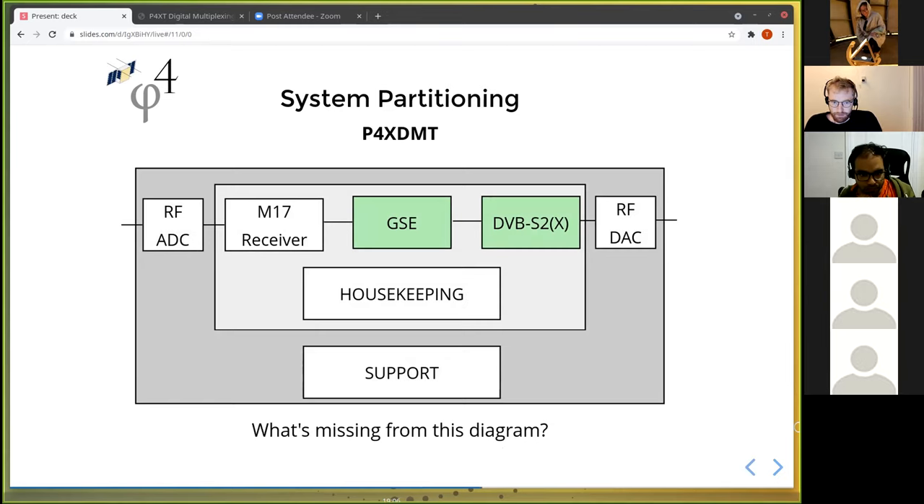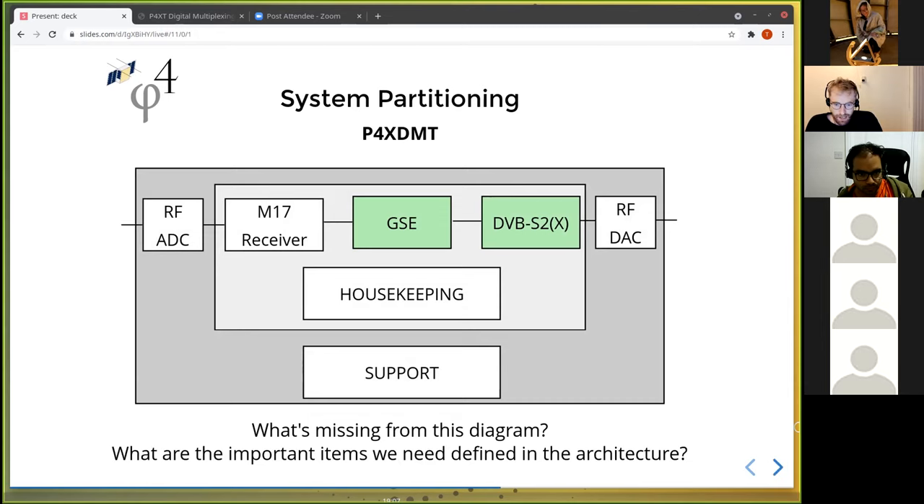So this is obviously a very high level diagram, but I think it would be good to discuss what's missing from the diagram, where we need to have some clarity. I guess there's different layers to it. There's data flow, and then there's structure, and then there's hardware as well. So what are the important items that we need to define in the architecture to provide clarity for everyone? I'd open the floor at this point to see if anyone wants to jump in and offer some opinions.